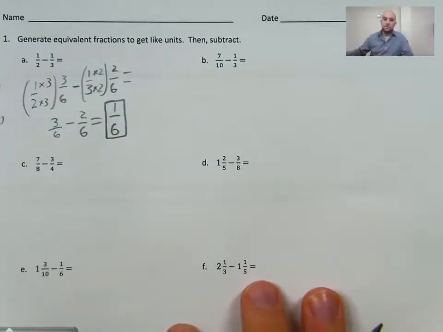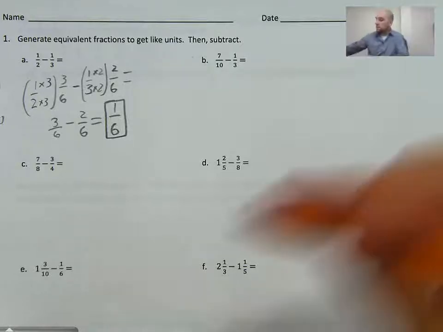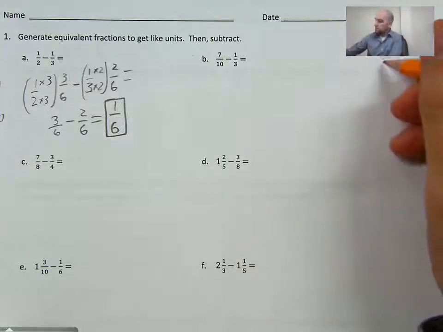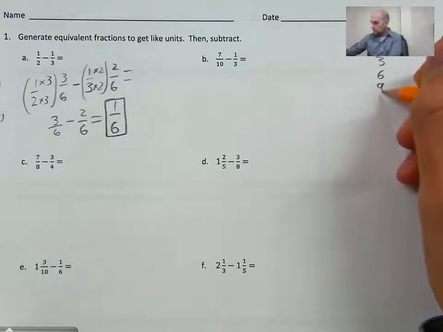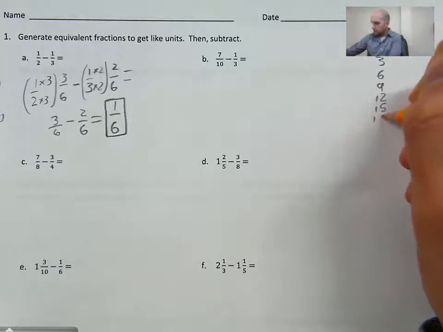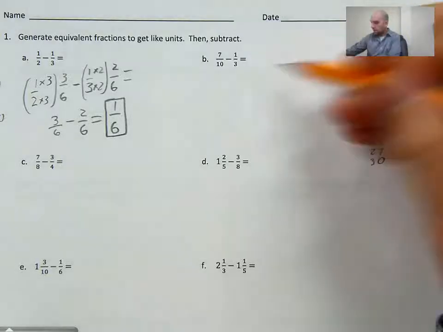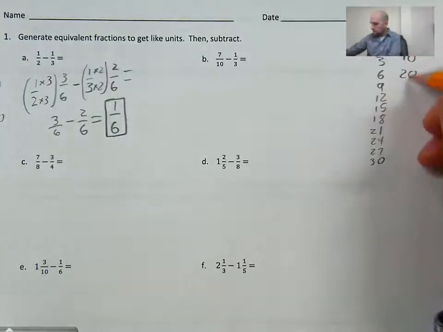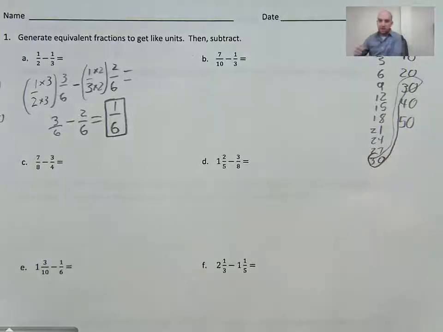Letter B, we have 7/10 minus 1/3. If we skip count by 3's, we'll do 3, 6, 9, 12, 15, 18, 21, 24, 27, 30, and we have 10's, 10, 20, 30, 40, 50. See that I have 30 here as a like denominator. That will work.